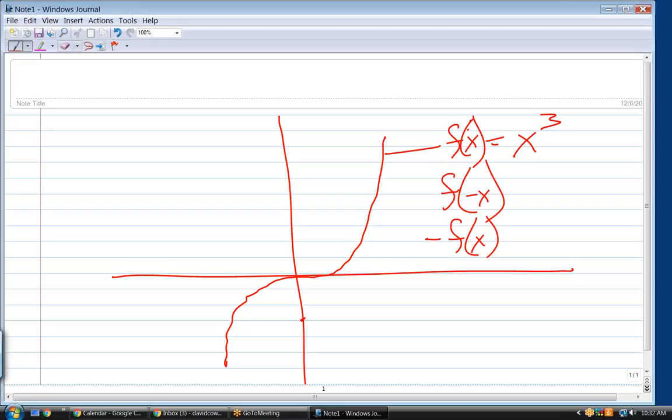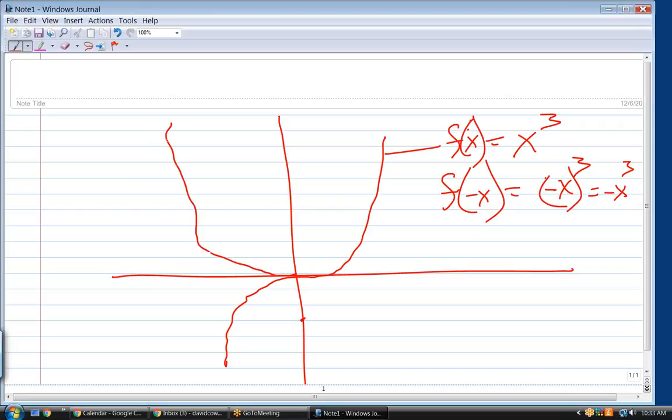So if I have the negative sign inside the parentheses, then this becomes negative x cubed. All I have to do to graph that is to reflect over the y-axis. So this part here goes up to here, and this part here goes down to there. So my curve looks like that now.